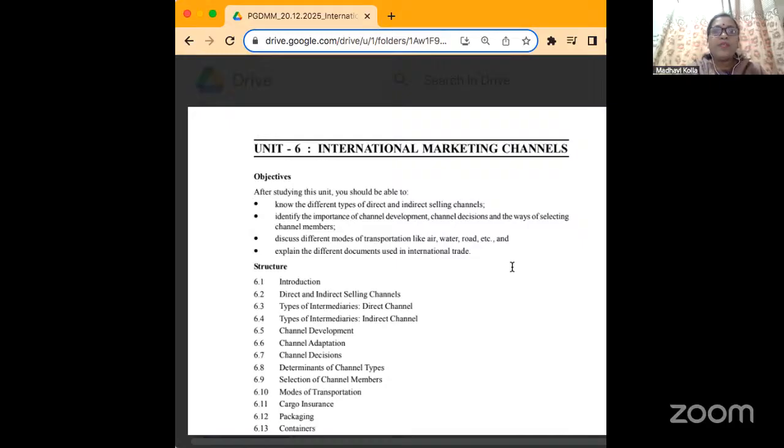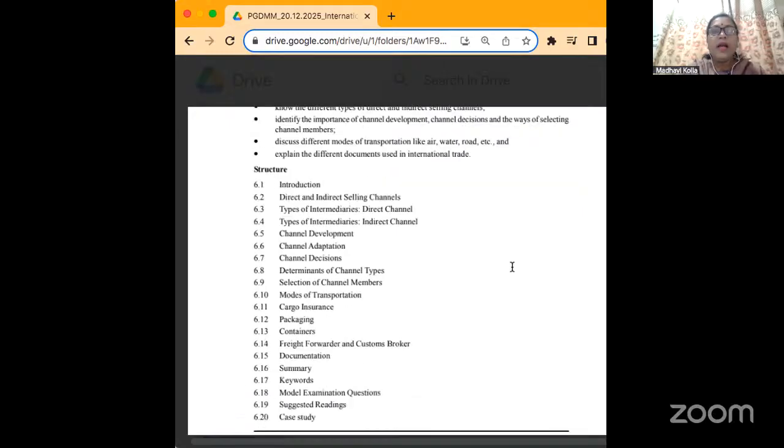The objectives of this unit are, first, to understand the different types of direct and indirect selling channels. Second, to identify the importance of channel development, channel decisions, and the ways of selecting channel members. We'll also be covering different modes of transportation like air, water, road, etc. And finally, we'll be looking at the different types of documents that are required and how they are used in international trade.